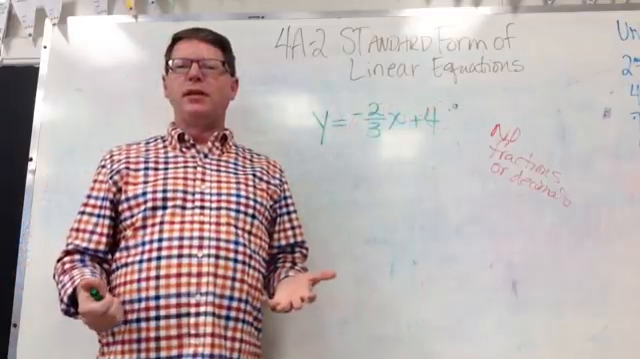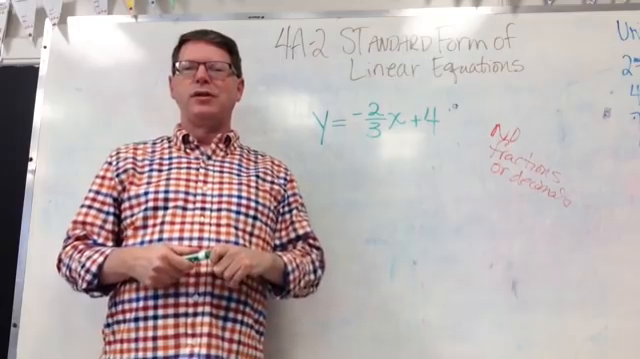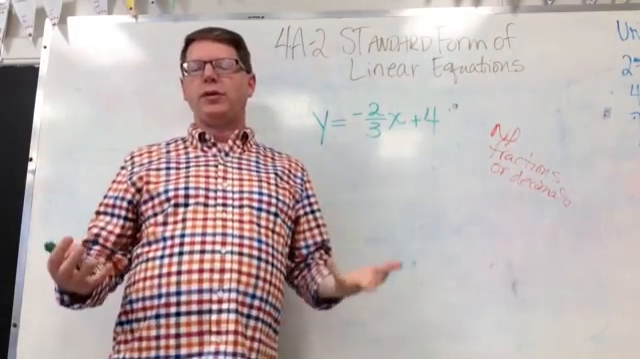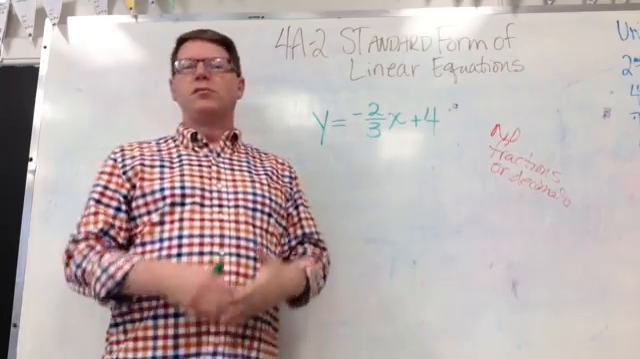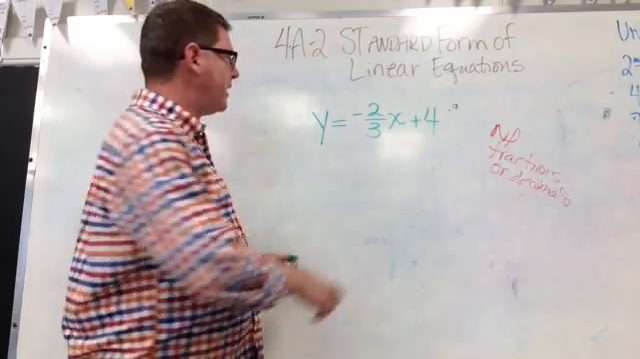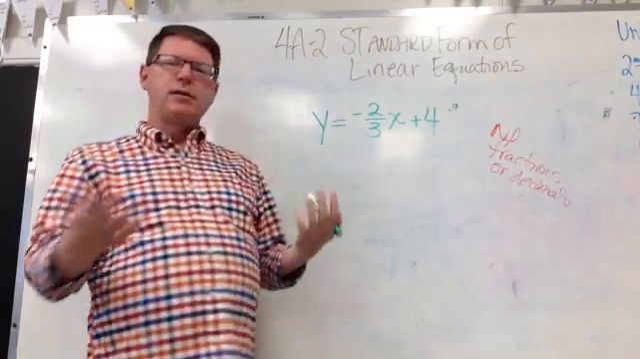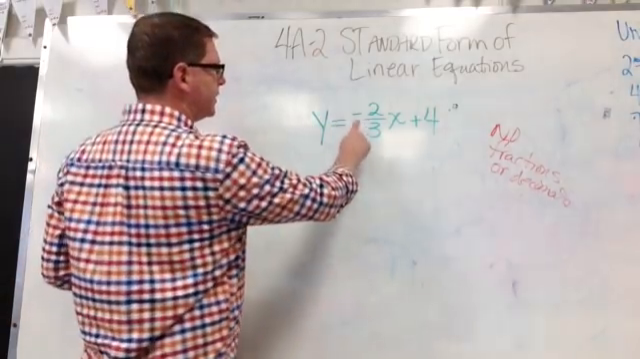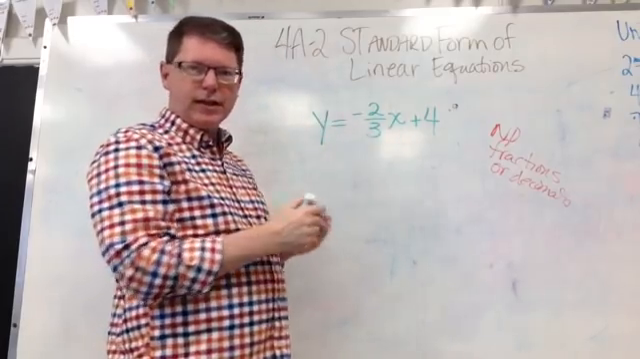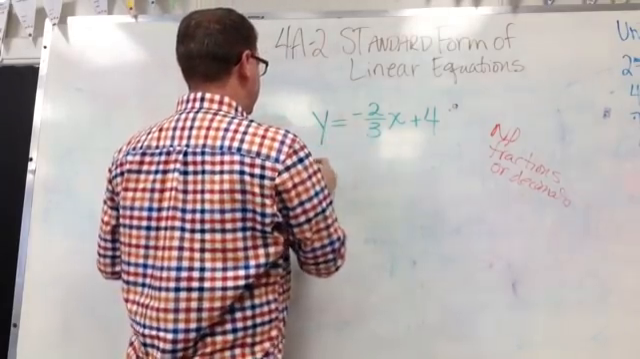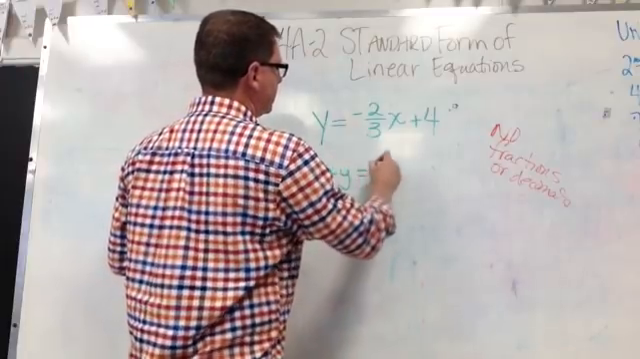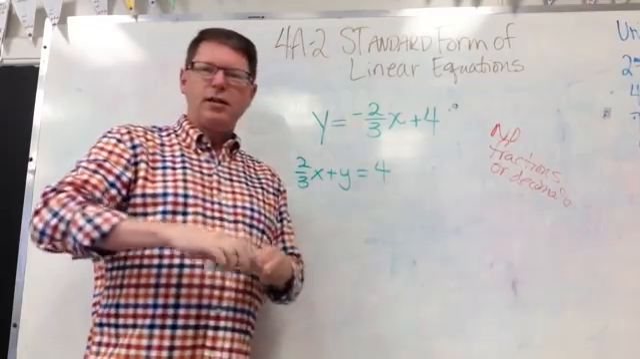So what happens if I'm given an equation in slope-intercept form that is y equals negative 2/3 x plus 4, and I wanted to put it into standard form? Okay? So again, I'm going to put x and y on the same side of the equal sign. Right now, y is all by itself, so I might as well just move the x over there. X is negative 2/3 x, so when I add 2/3 x to both sides, I get 2/3 x plus y equals 4.